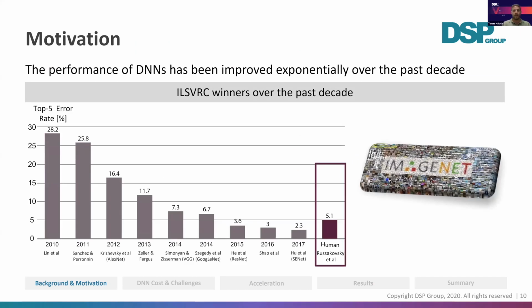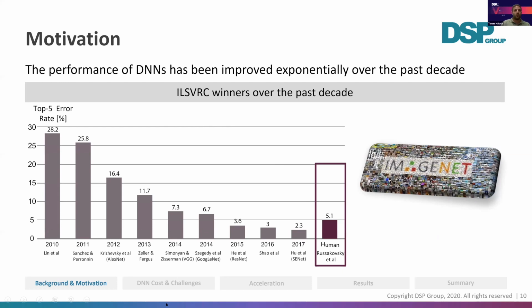In the following table, you can see the top 5 error rate of all the winners across the past decades. And you can see the exponential improvement in the top 5 error rate across those years. Also in the graph, you can see the human performance, the top 5 error rate of a human being in the image recognition task, evaluated by Karpathy and his colleagues.